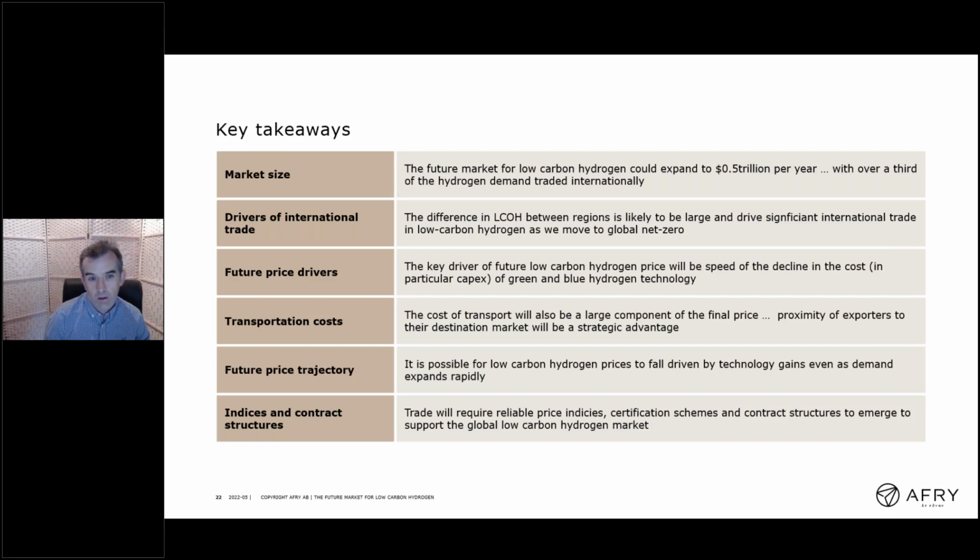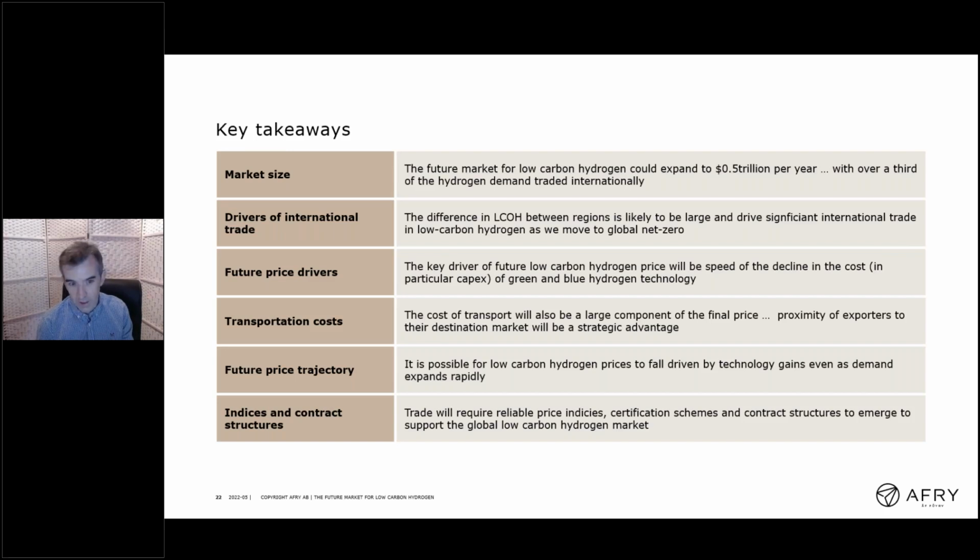The model crystallizes, and in some ways this is obvious, but it's often useful to crystallize it in our minds, that the really important factor in determining the future prices is how quickly electrolysis costs are going to fall, and also blue hydrogen technology costs. So the speed of those cost declines is going to be a key influence on the future price driver.